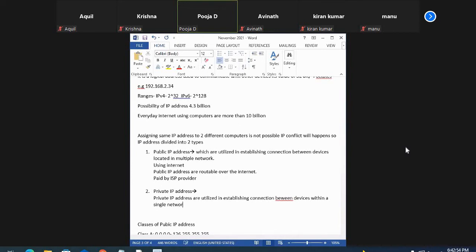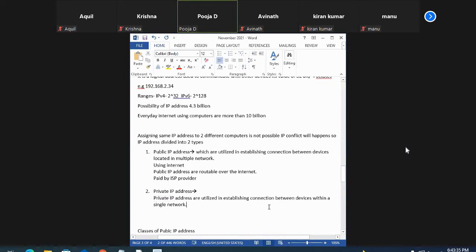Okay, so what does it mean? Like the example we have taken, you are situated in Hyderabad. If you are working in ICICI Bank in Hyderabad, there will be one network, right? The network of ICICI Bank. So that is a single network. If your colleague is working in the same bank or same organization, you both come under a single network, right? You will get one private IP address, your friend or colleague will also get one private IP address, so you can communicate with each other by using those private IP addresses.